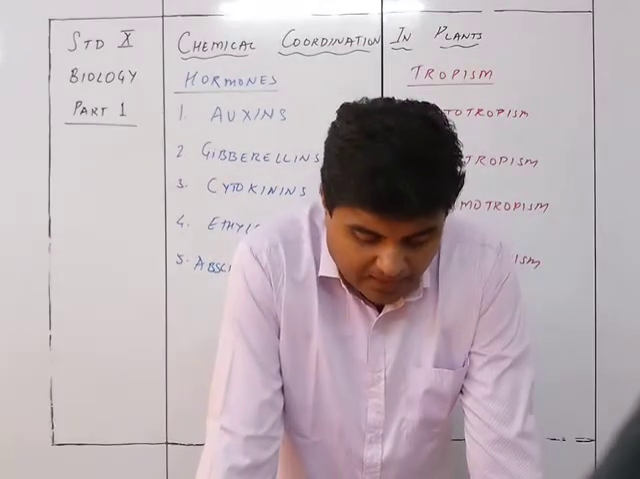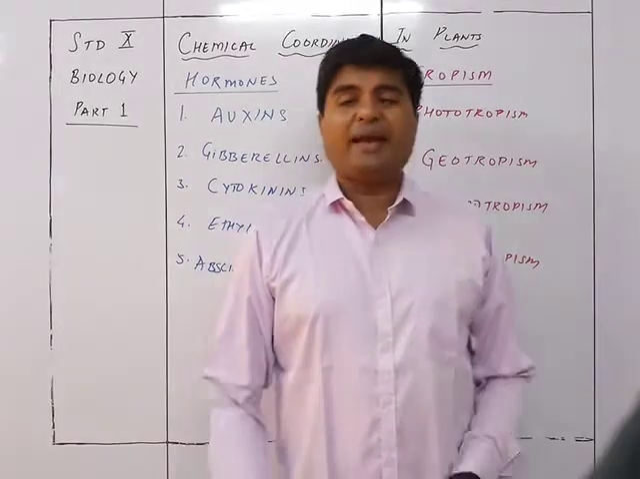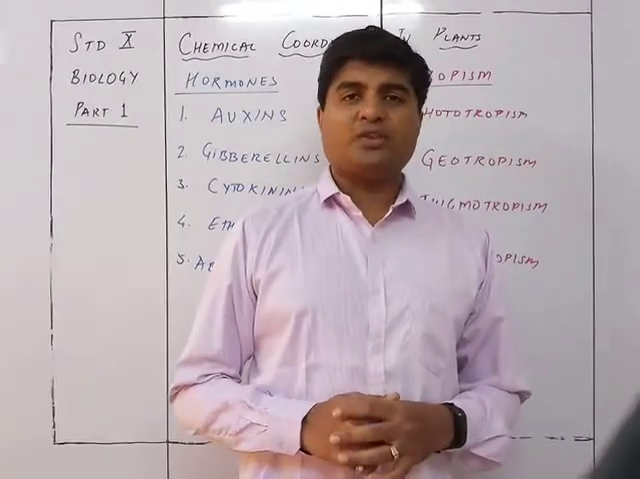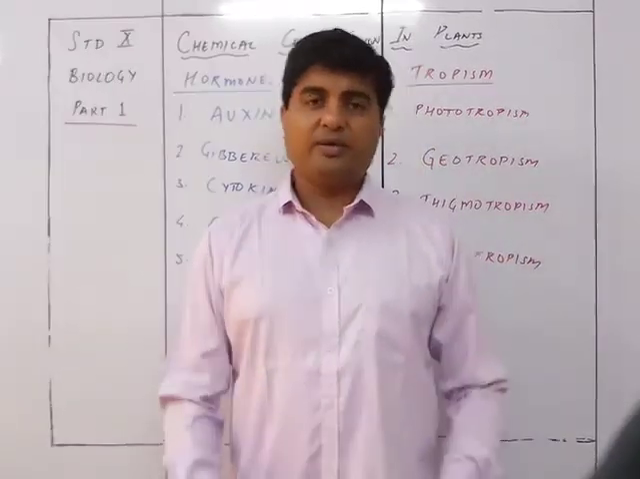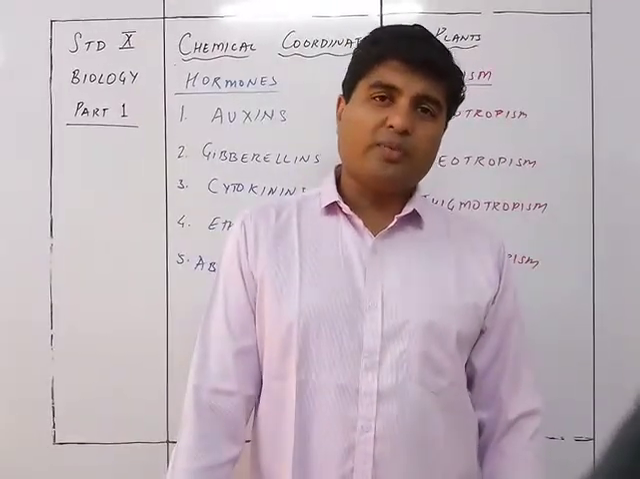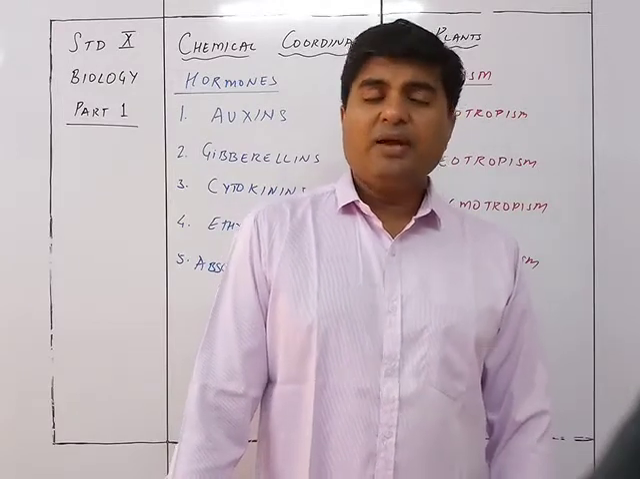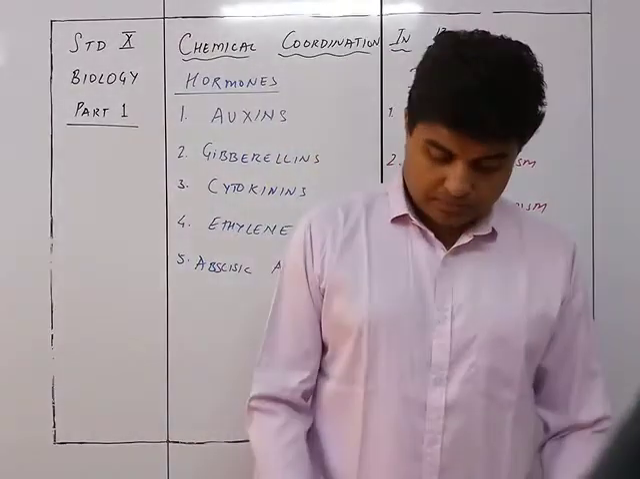When plant parts grow away from the source of moisture, they are said to be negatively hydrotropic. So when the plant grows in such a way that it is going away from the water, it is called negatively hydrotropic, which is normally the shoot part, which always grows away from the water.